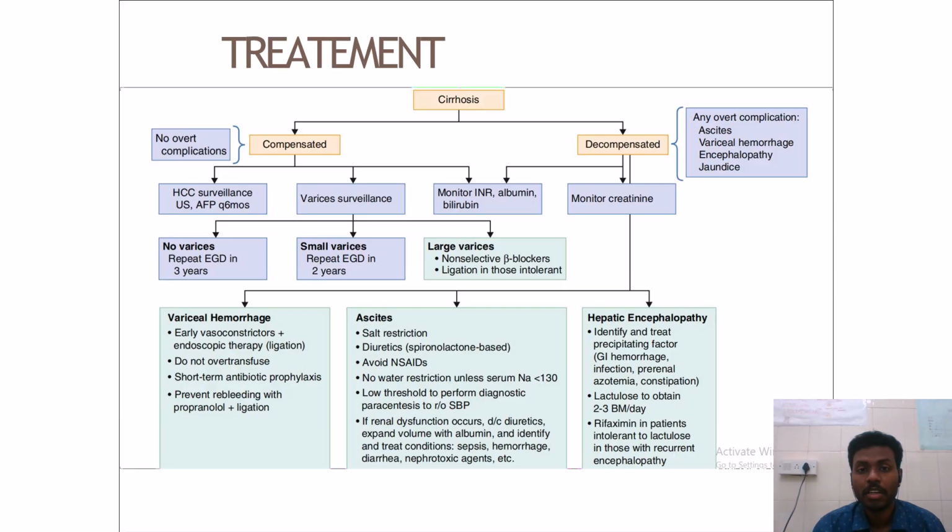So for this, we have to treat him with stool softeners or laxatives. Lactulose can be given, and we have to target 2 to 3 loose stools per day that the patient should pass. To achieve that target, we have to use lactulose. Rifaximin is used in patients who are intolerant to lactulose, and those with recurrent encephalopathies.